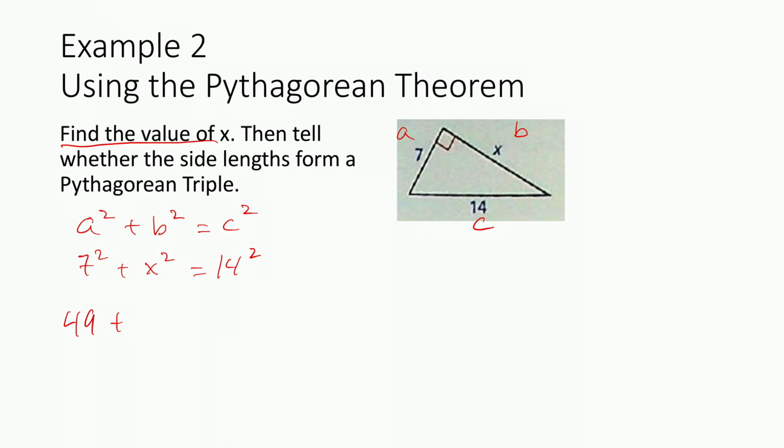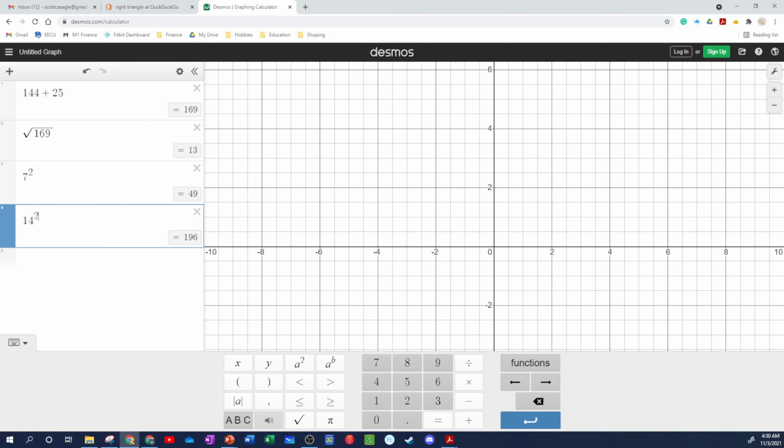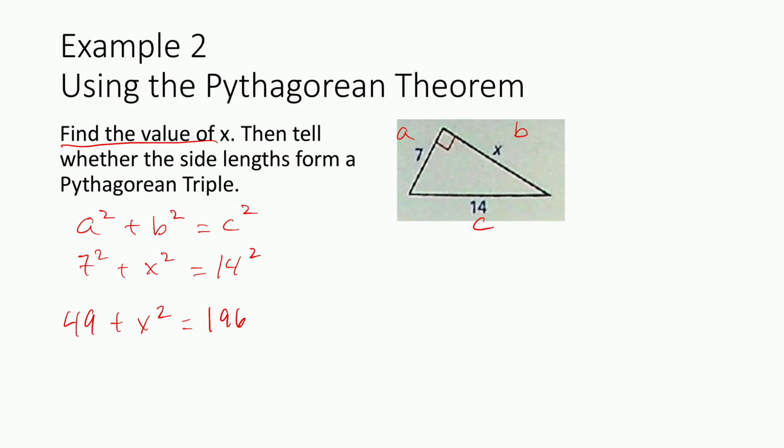So 49 plus x squared equals 196. I'm just plugging them in. I'm going back to my Desmos window, right? We said 7 times 7 is 49, and 14 squared is 196, okay? All right, so again, now we're trying to get our x by itself, and it's saying 49 plus x squared. So we need to remove that 49. So we need to subtract 49 from both sides, so minus 49.